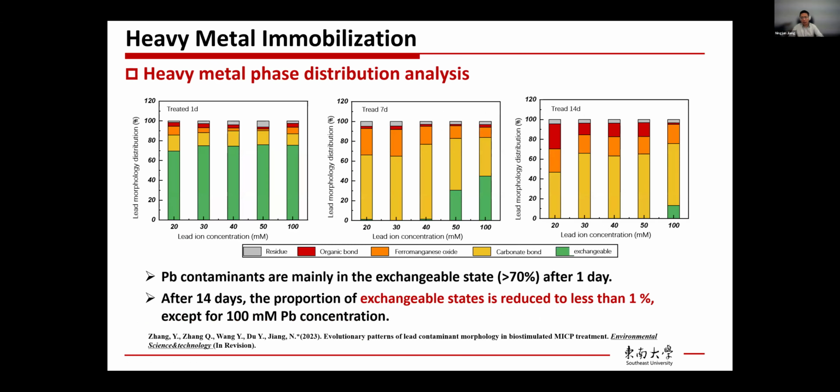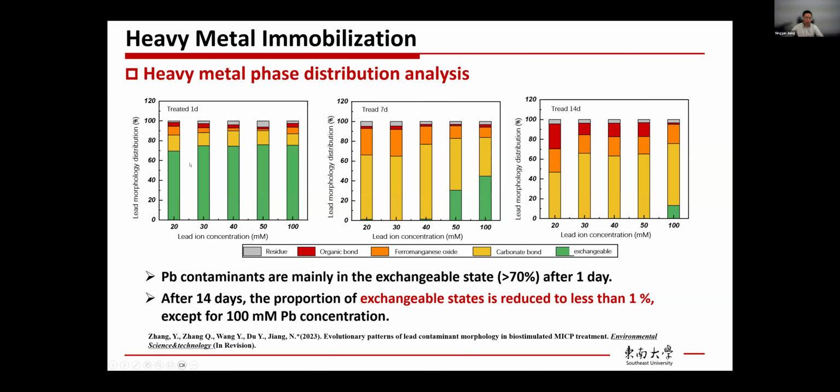Okay, then finally, in order to understand why MICP can immobilize the heavy metals, we did the sequential extraction test to analyze the phase distribution. Based on the sequential extraction theory, there are 5 different phases: the exchangeable, carbonate bound, the iron manganese oxide, organic bound, and the residue. This one is the most unstable one, and the residual one is the most stable one.